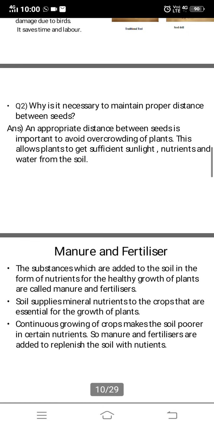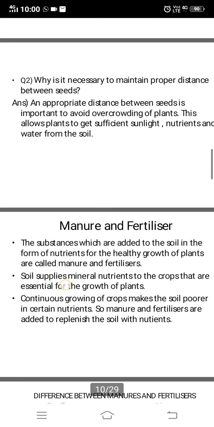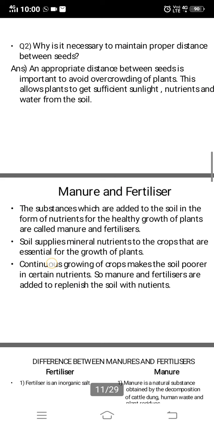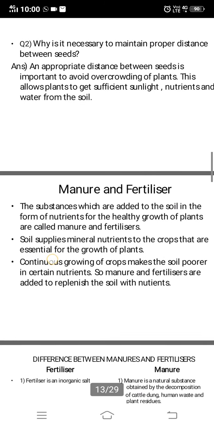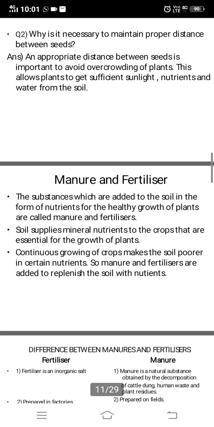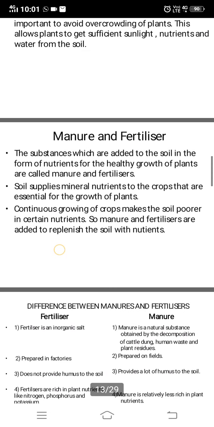Next thing that is needed to be done by the farmer for the growth of the crop. The first thing was preparation of soil. The second thing was sowing. Now after sowing, what has to be done? Proper manure or fertilizers have to be given to the soil. Now what are these manure and fertilizers? They are substances which are added to the soil in the form of nutrients for the healthy growth of plants. They are called manure and fertilizers.